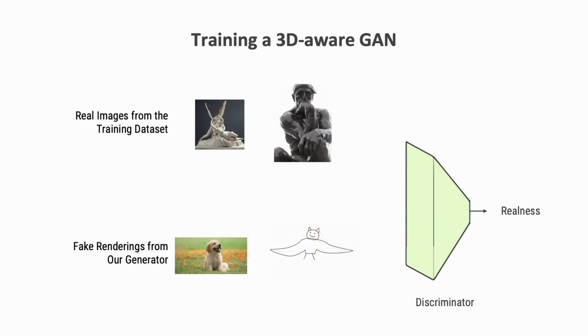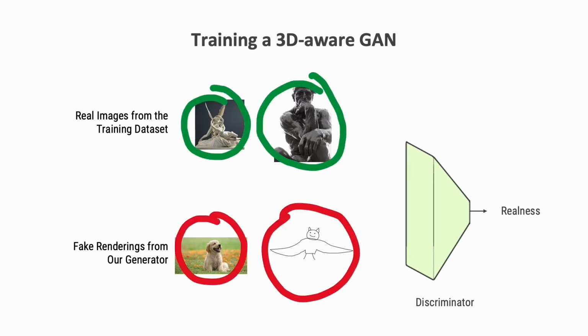Meanwhile, our discriminator is trained as an image classifier. We supply it with real images from our training dataset, as well as recent renderings produced by our generator. We supervise it to correctly judge which images are real and which ones are fake.